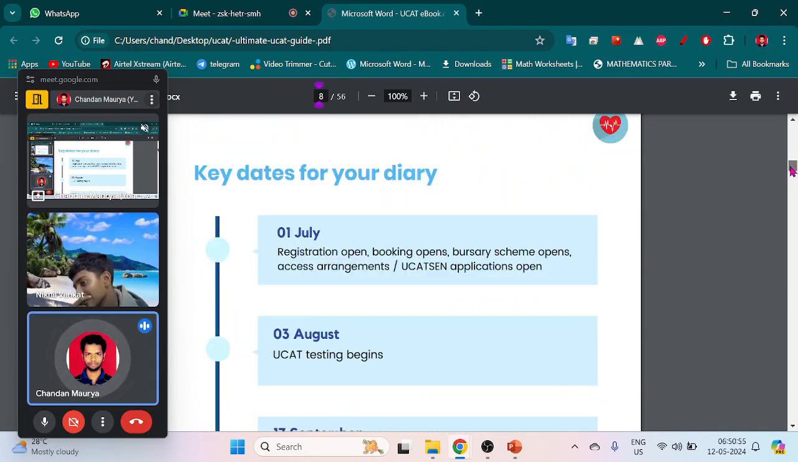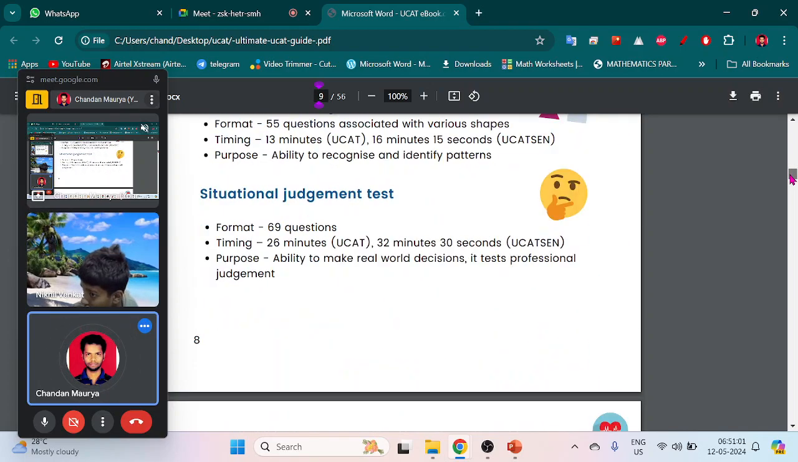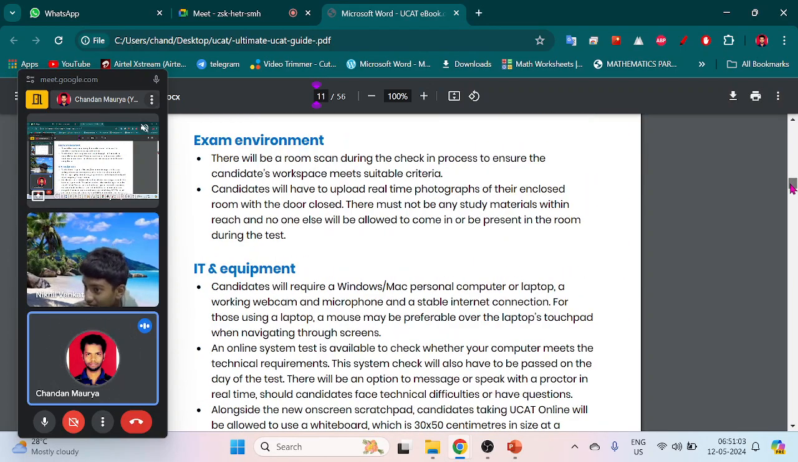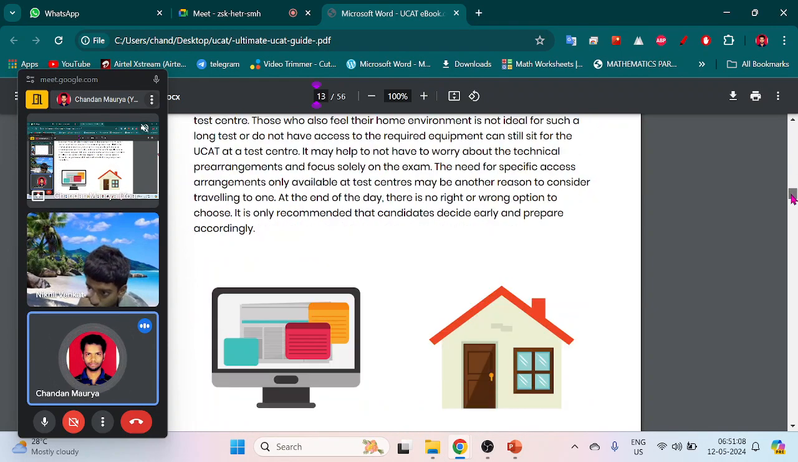What is UCAT? When do the dates start for registration? And what are the documents required?